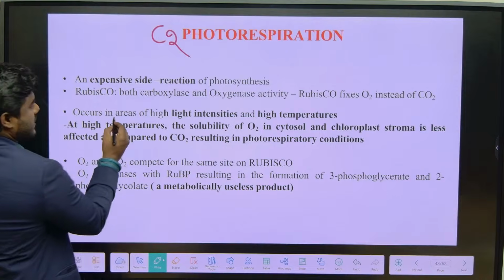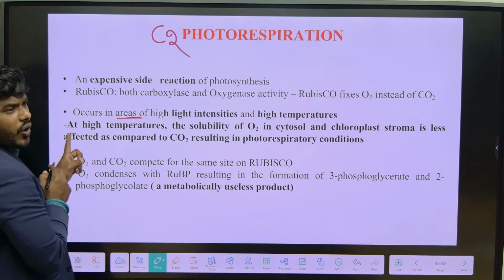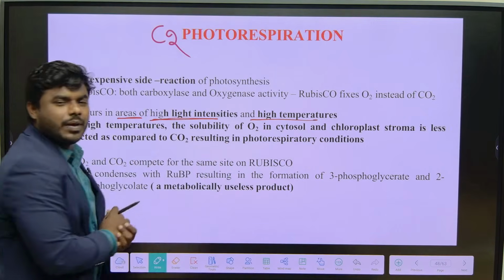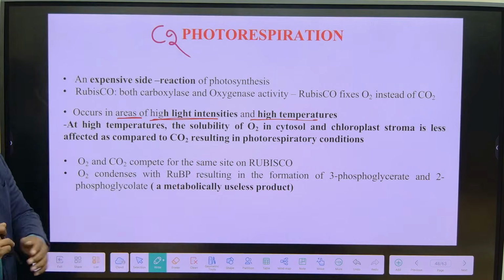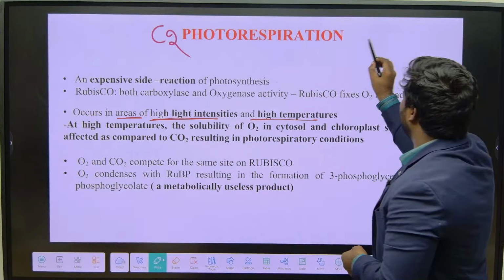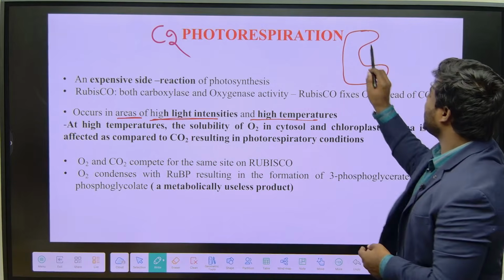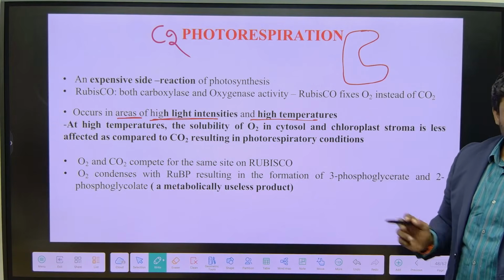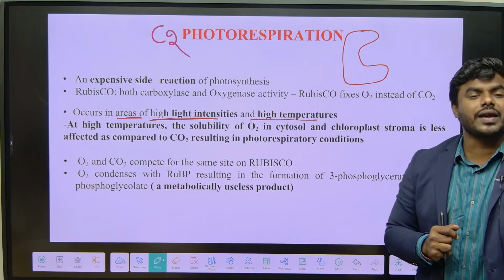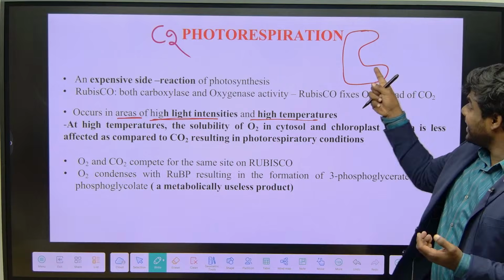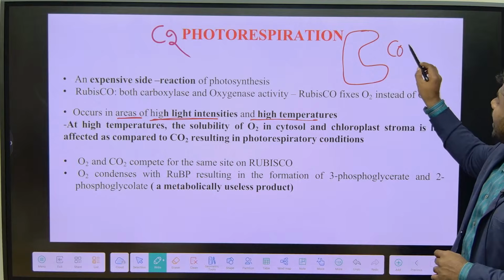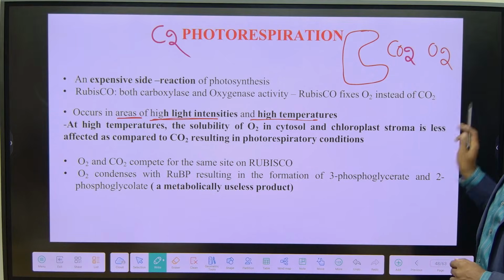Now look at this. Rubisco fixes oxygen at high light intensities and high temperature. Now think about it, why? Because when the temperature is higher, what happens? See, now this is the enzyme Rubisco. What is this site? The active site. In the exam, a question is asked multiple times: does the enzyme Rubisco have multiple catalytic or active sites? No, it has only one catalytic or active site, for which carbon dioxide and oxygen compete.